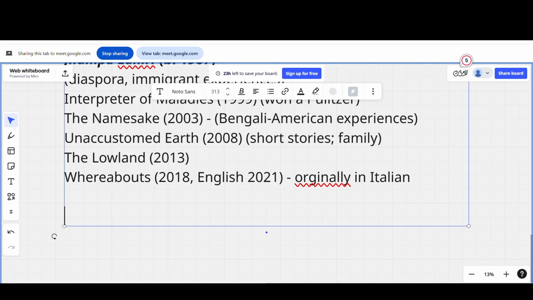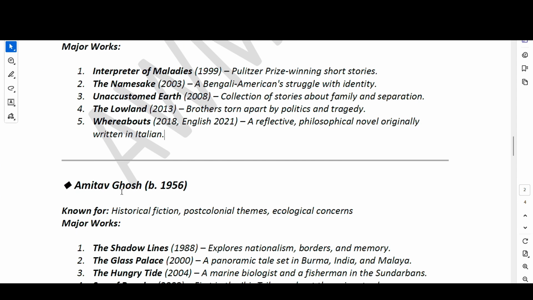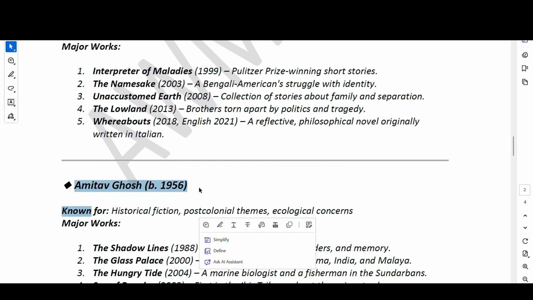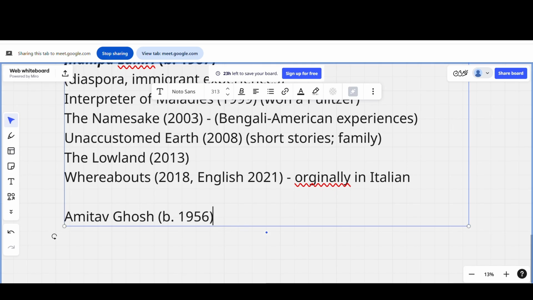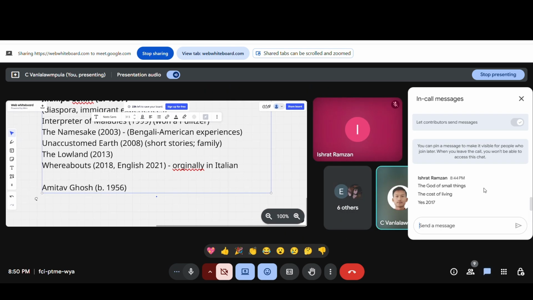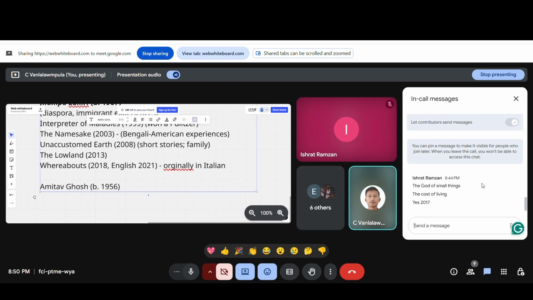Next, have you heard of Amitav Ghosh? Amitav Ghosh is the next. Okay, give me any work by Amitav Ghosh in the chat. Chat, come on, Amitav Ghosh.